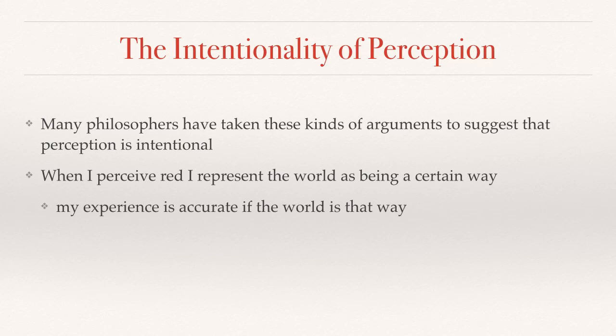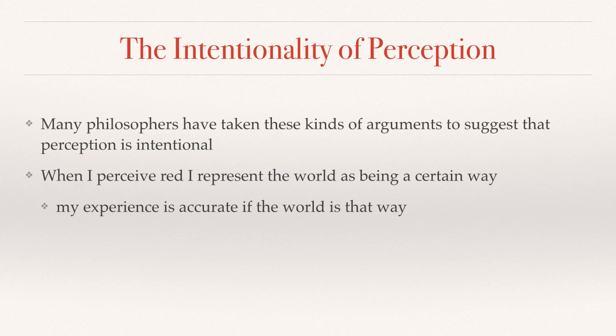So when you're perceiving red, you represent the world as being a certain way. And if your perception is accurate, then red is out there. The world is the way it is represented when you have a correct or accurate perception. And when you hallucinate red, when you're dreaming about red, your perception doesn't represent the world accurately. So that's what we would call a perception which was inaccurate.